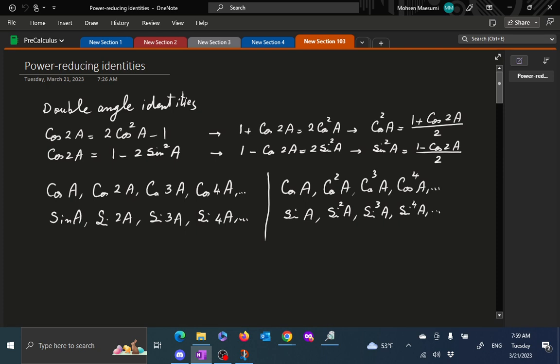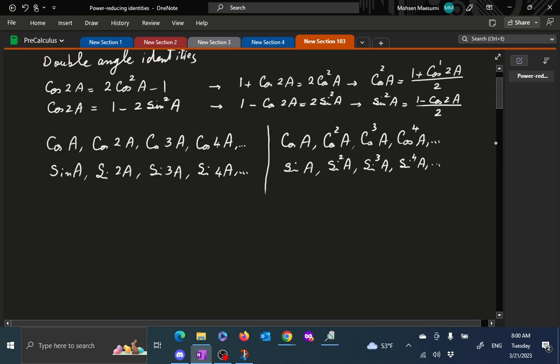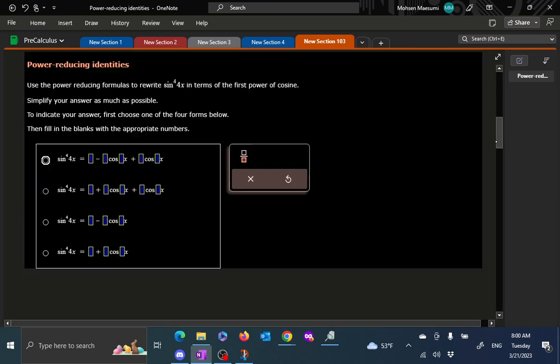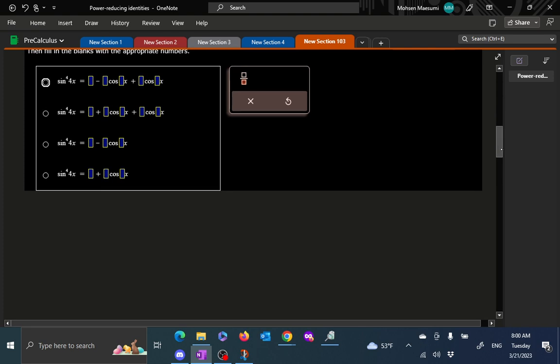It's not written here, but when it's not written, it means the power is 1. So power has been reduced in this formula. It is essentially the opposite of double angle identities, but has a name all its own. So let's see how this handles itself, with the example of sine to the power of 4 of 4x.